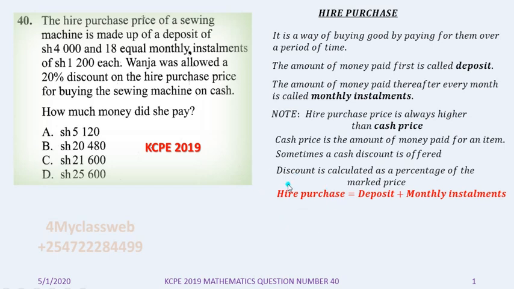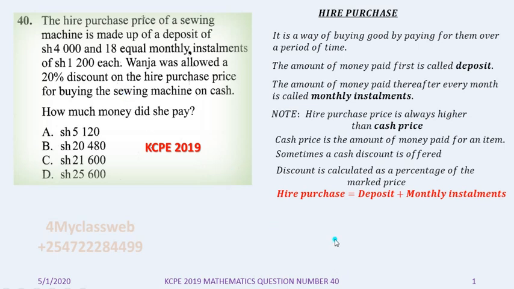Now to work out a higher purchase price, we are supposed to take the deposit which you have paid, and then the amount of money that you'll be paying every month, which we are calling monthly installment, which has to be multiplied by the total number of months. Now in our case here, this person will be paying installments of 4,000 shillings for a period of 18 months. And this is what we are saying, paying for an item over a given period of time. The period of time here is 18 months, and the amount of money to be paid every month is 4,000 shillings.